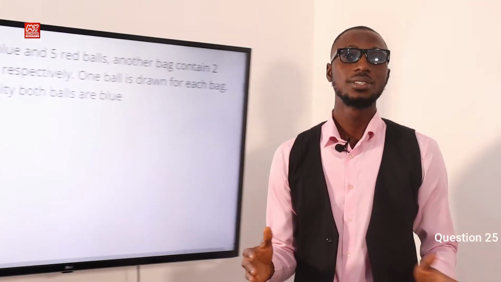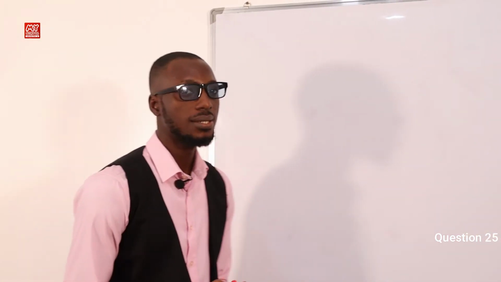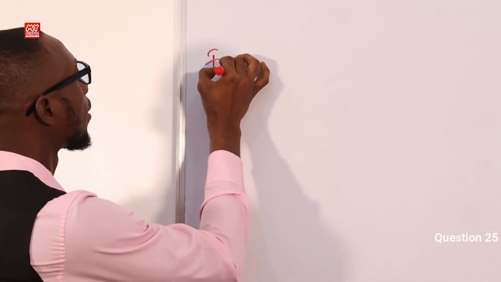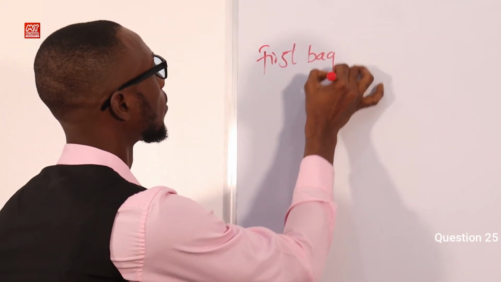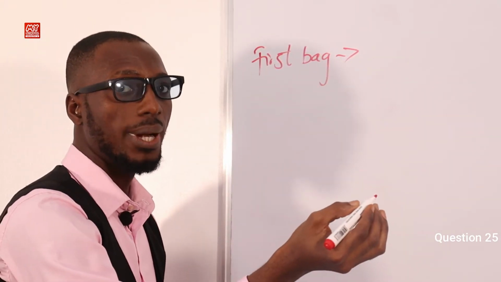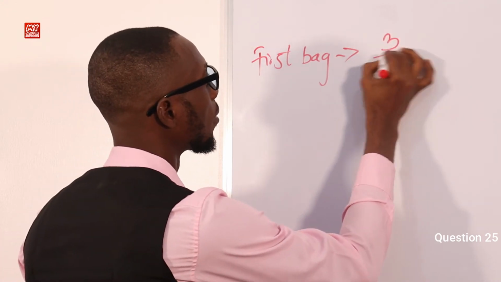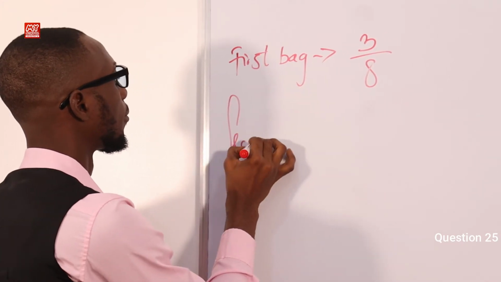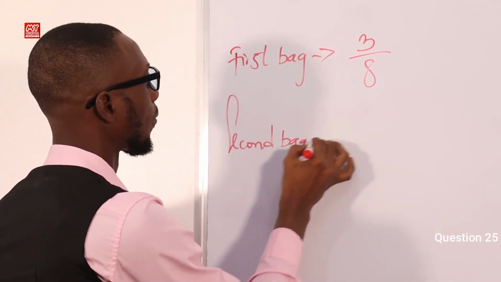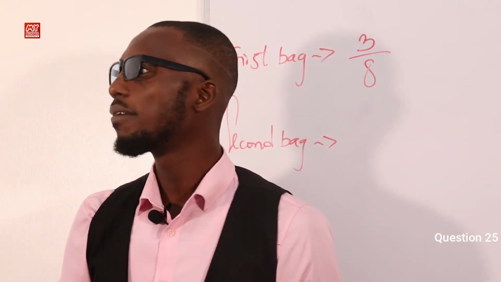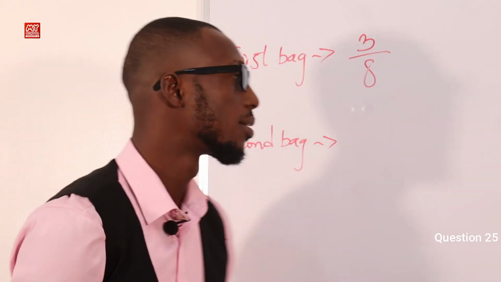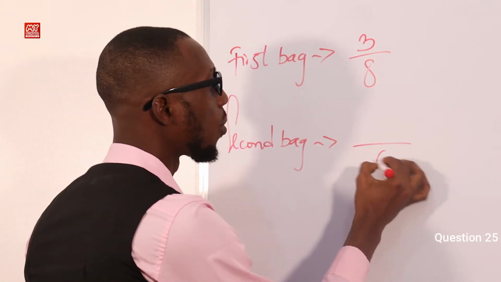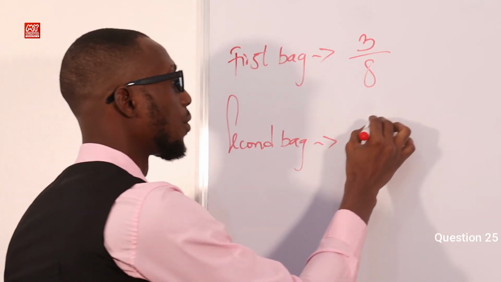Okay, so this is just what we have to do. For the first bag, we have 3 blue and 5 reds. So that tells us we have 8 balls in total. So for the first bag, 8 balls, right? Out of the 8 balls, 3 are blue. For the second bag, we are told that we have 2 blue and 4 reds. So that means we have a total of 6 balls, isn't it? Then we have 2 blues.